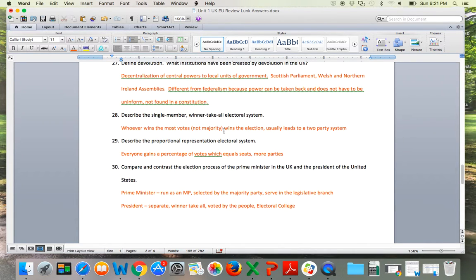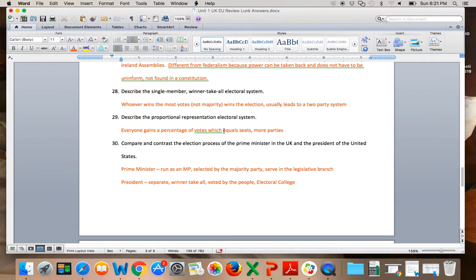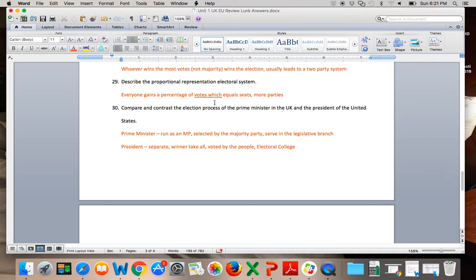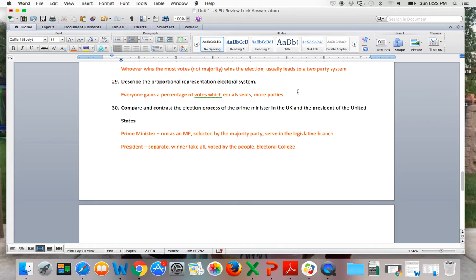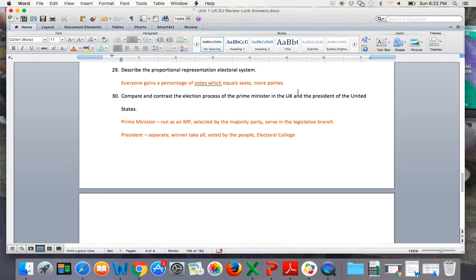Single member winner-take-all system: whoever gets the most votes, it doesn't have to be a majority, wins the election. Usually leads to a two-party system. Versus the proportional system, where everyone gains a percentage of votes, which equals the amount of seats. Sometimes there's a threshold, but this also can create a multi-party system. More parties have the chance of winning and participating in the legislative branch.